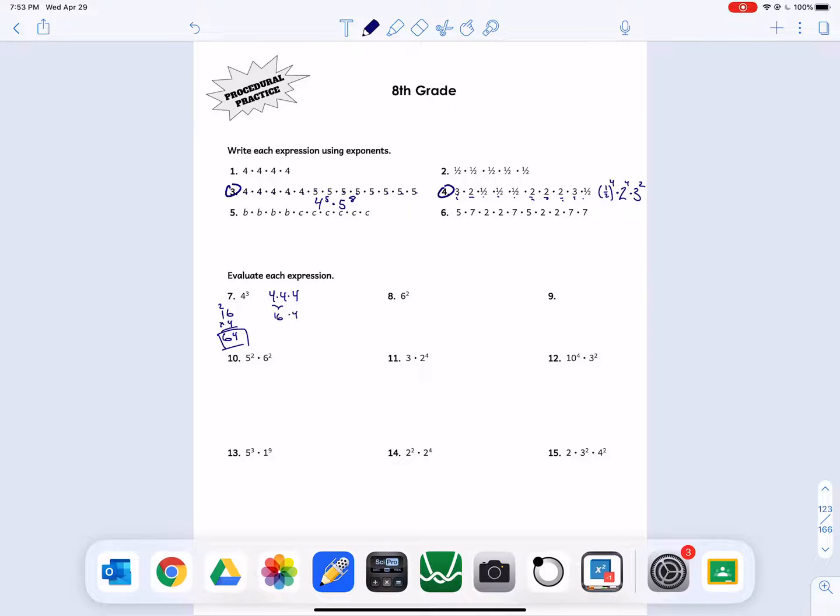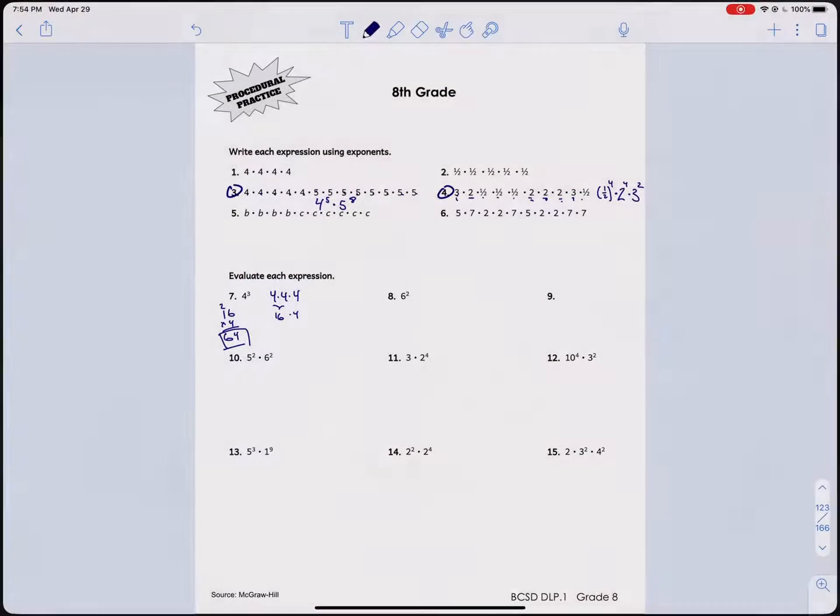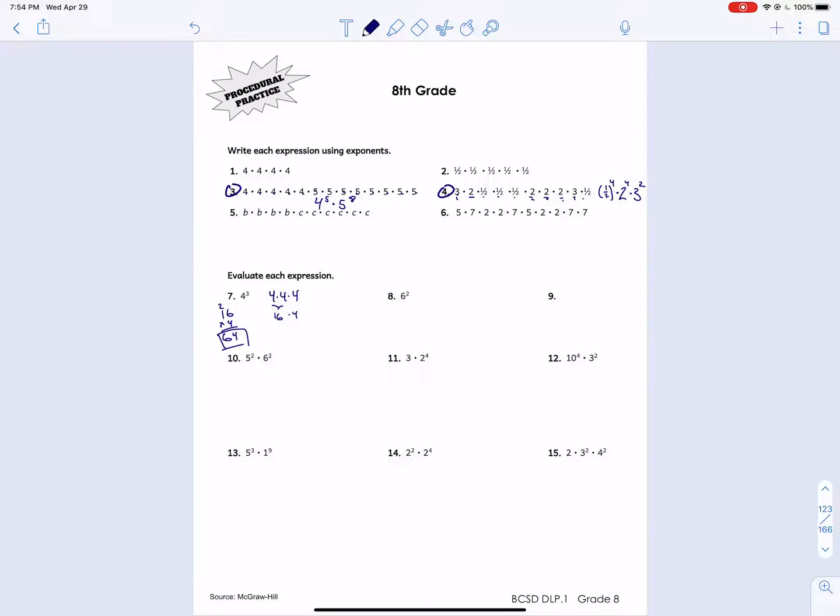4 to the 3rd power. So 4. And that special button. Actually, we could have hit that to the 3rd. So let's try it. So we get 64 using the x to the y power button, or 4 cubed, and it's the same, 64. All right, and then number 9. Okay, number 9. I don't know, so it's done. And then 13.